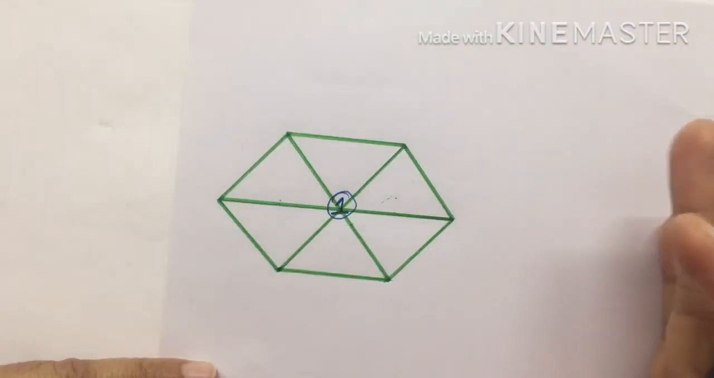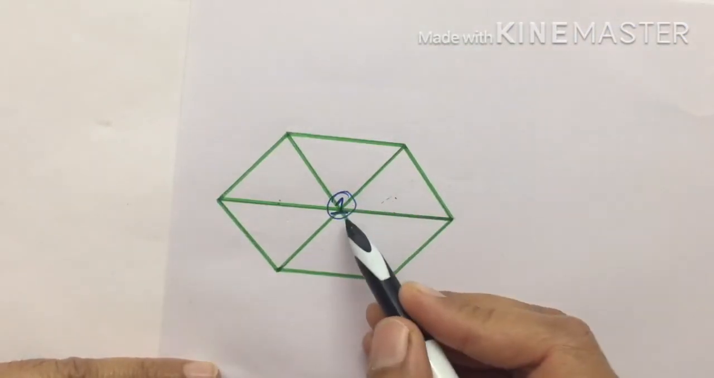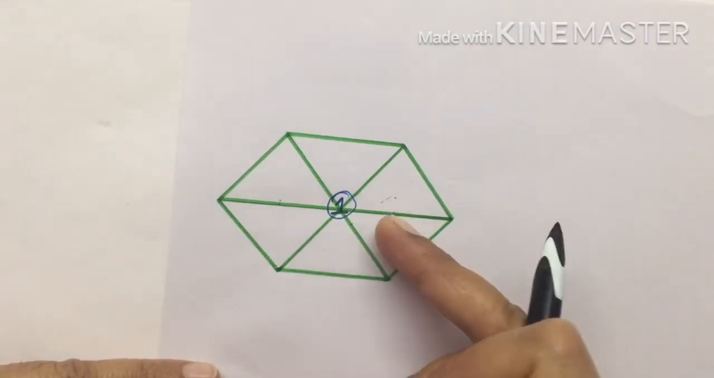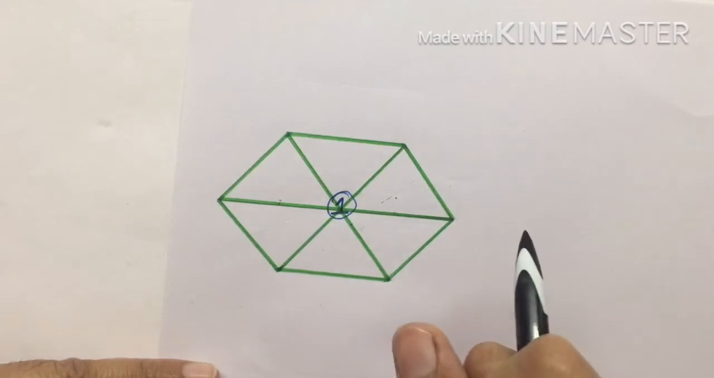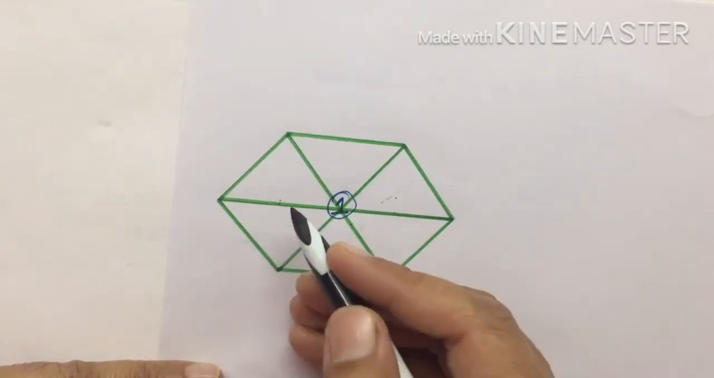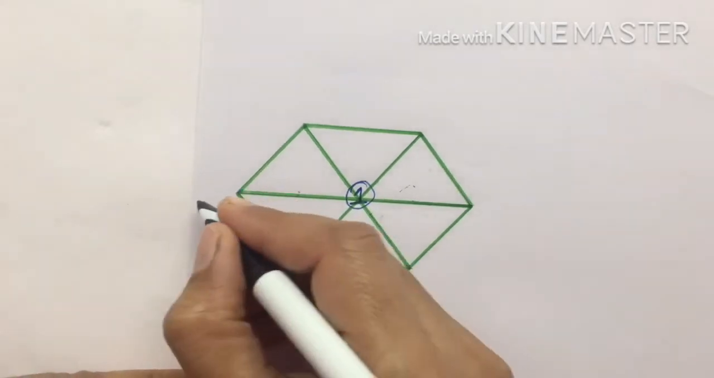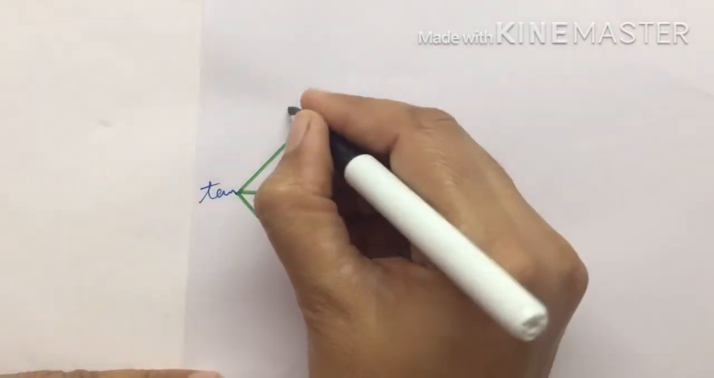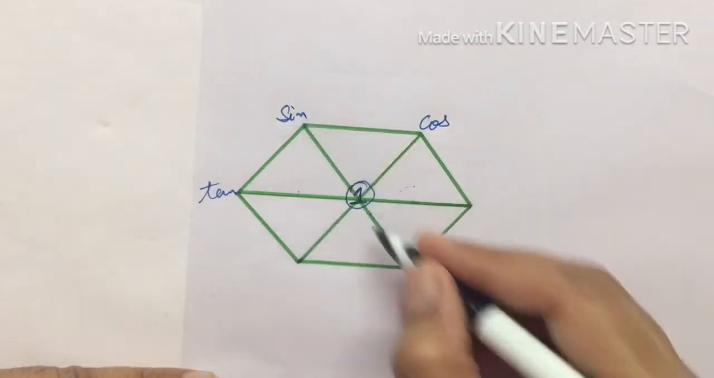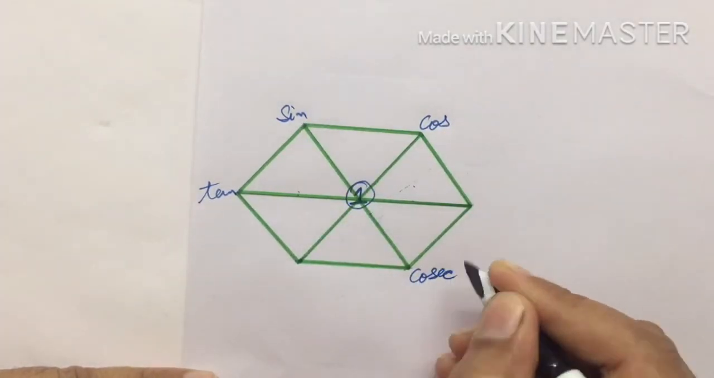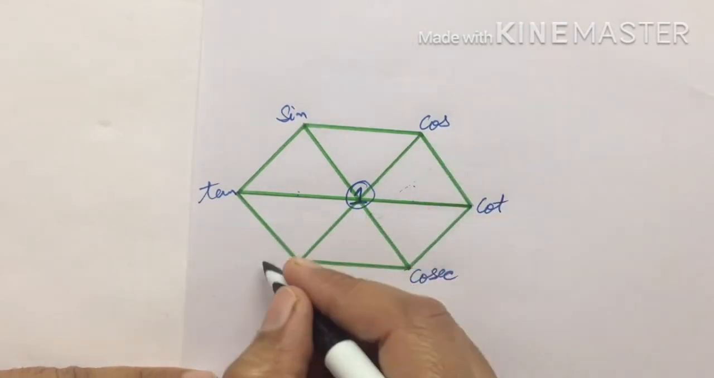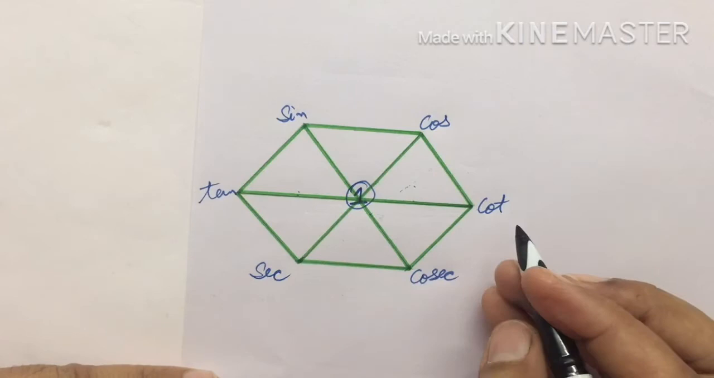Now you must be thinking why ma'am has written 1 in the center. Why are we writing 1 in the center of the hexagon every time? So let's use this one. First we will write the trigonometric functions. Tan is equal to sine upon cos, reciprocal of sine is cosecant, reciprocal of tan is cot, and reciprocal of cos is secant.